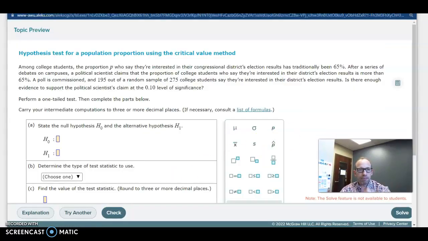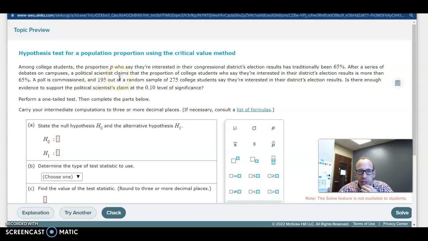Okay, so we have a hypothesis test here, but instead of a mean, we're dealing with a proportion. One thing to note is that when we are dealing with proportions, we don't need to worry about that whole z-t decision. We're just going to go to z, for mathematical reasons we won't go into in this particular video. The proportion here of college students who say they're interested in election results is 65%.